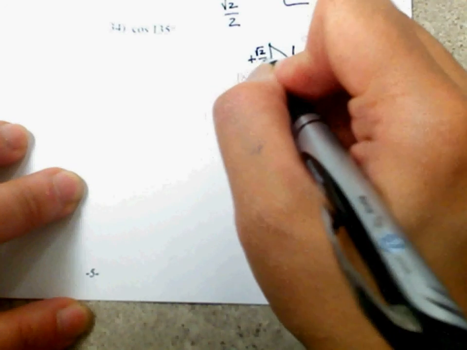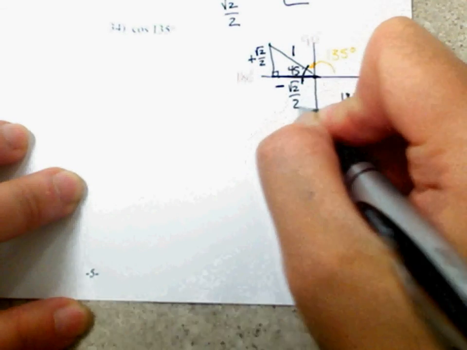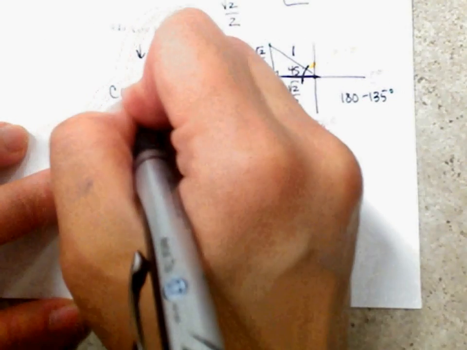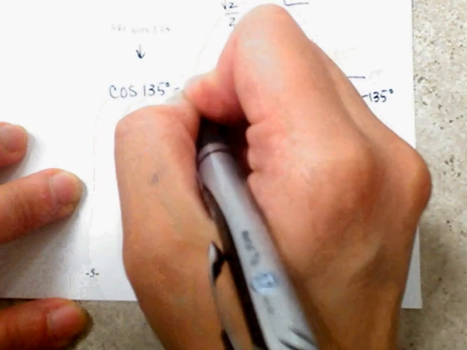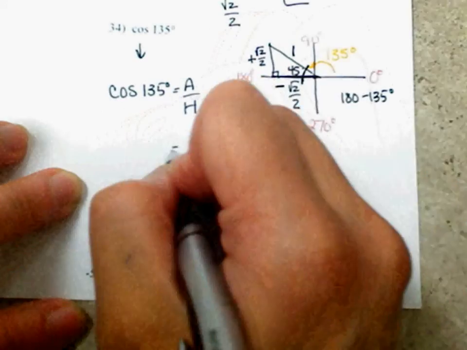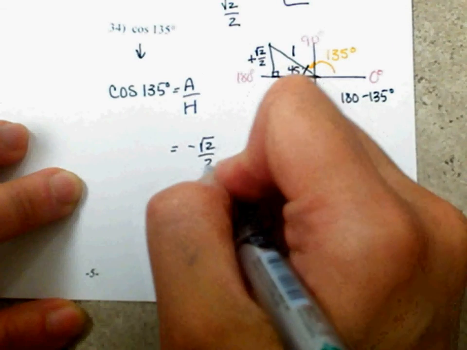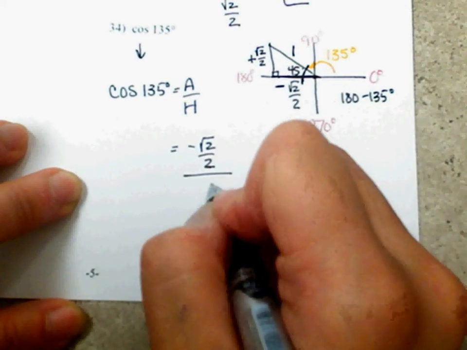Cosine of 135 degrees. Cosine is adjacent over your hypotenuse. Adjacent, that's the x-axis, is negative square root of 2 over 2. Over your hypotenuse, which is 1, anything over 1 is itself. Negative square root of 2 over 2. Okay?